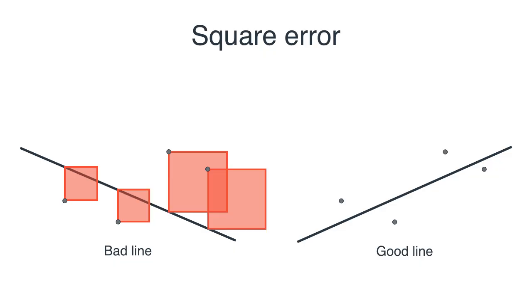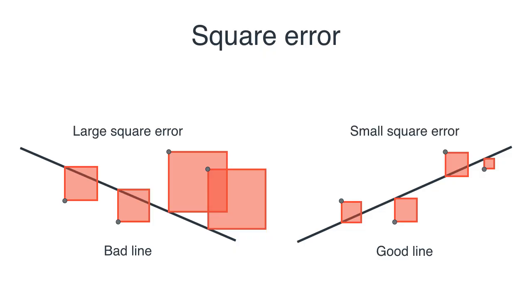So you can see that for the bad line, these squares are pretty big because the points are pretty far from the line. So that's a large square error. We're going to call it a square error. And now for a line that is good, well, that line goes really close to the points. So you can imagine that the squares are much smaller. So we have a small square error.